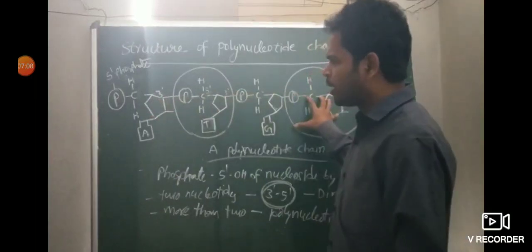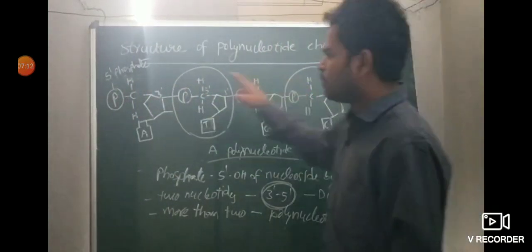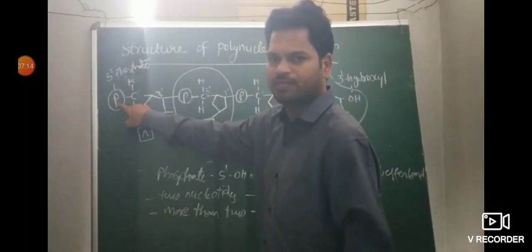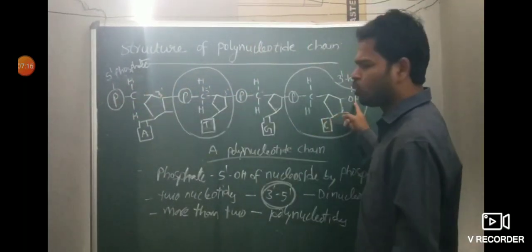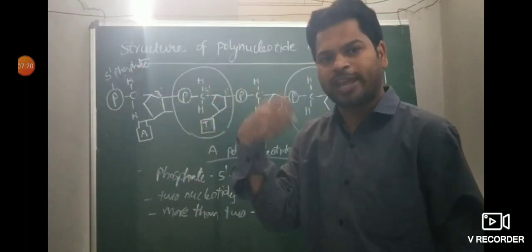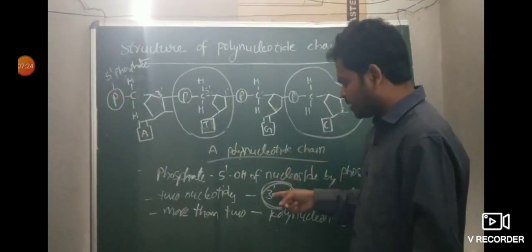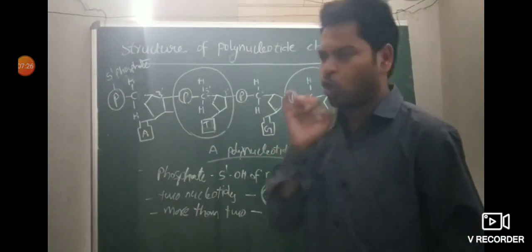Even in the polynucleotide chain, two ends are there, one is 5 prime, another one is 3 prime. The 5 prime end always has a phosphate group, and the 3 prime end has a hydroxyl group. Because of the hydroxyl group, it has the ability to join any other compound. That's why another nucleotide will join at the 3 prime end only.